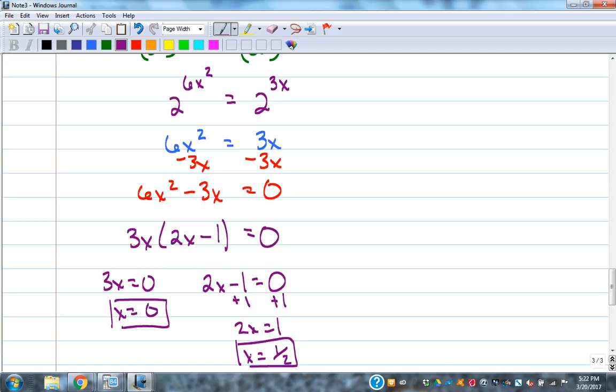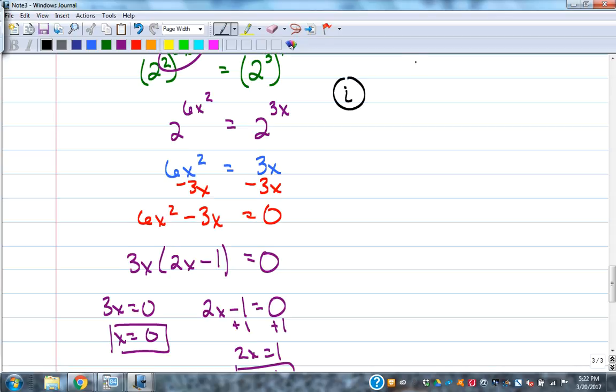So knowing how to solve higher degree polynomials, or quadratics mainly, is about as big as they're going to get in this particular section. Still something you need to be able to do. You can't drop that skill.